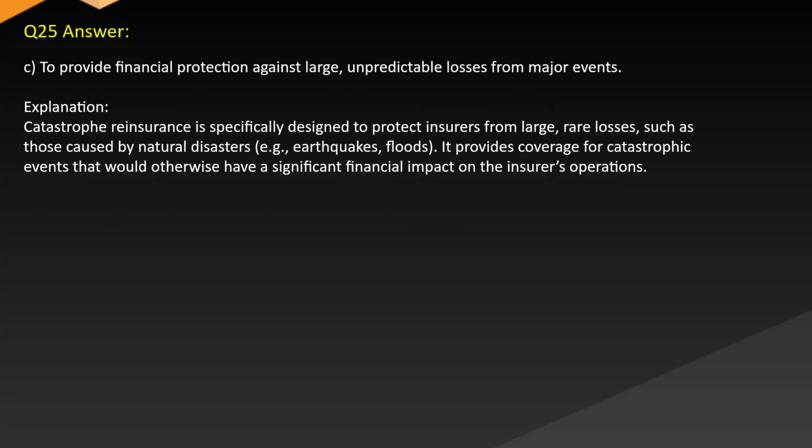Answer: C. To provide financial protection against large, unpredictable losses from major events. Explanation: catastrophe reinsurance is specifically designed to protect insurers from large, rare losses, such as those caused by natural disasters, e.g., earthquakes, floods. It provides coverage for catastrophic events that would otherwise have a significant financial impact on the insurer's operations.